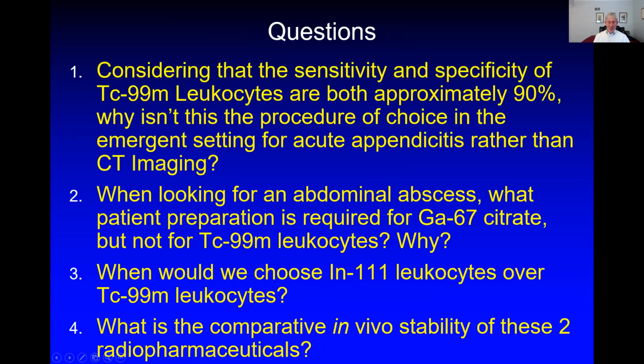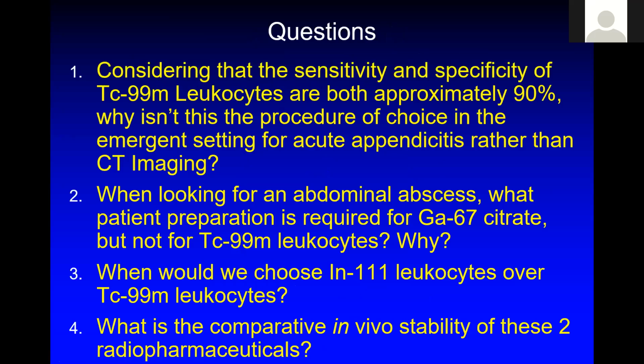And so we're going to ask that question right here. Number one, considering that the sensitivity and specificity of technetium leukocytes are both around 90%, why isn't this the procedure of choice in the emergency room rather than CT scan? Anybody? So let me give you a couple of reasons.